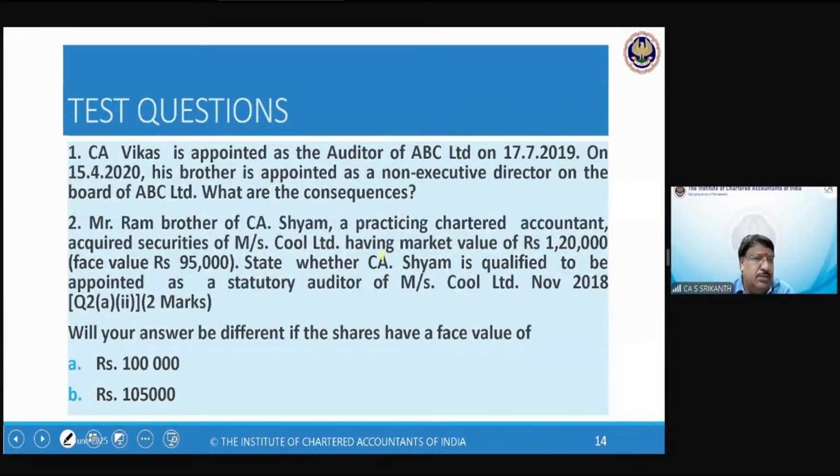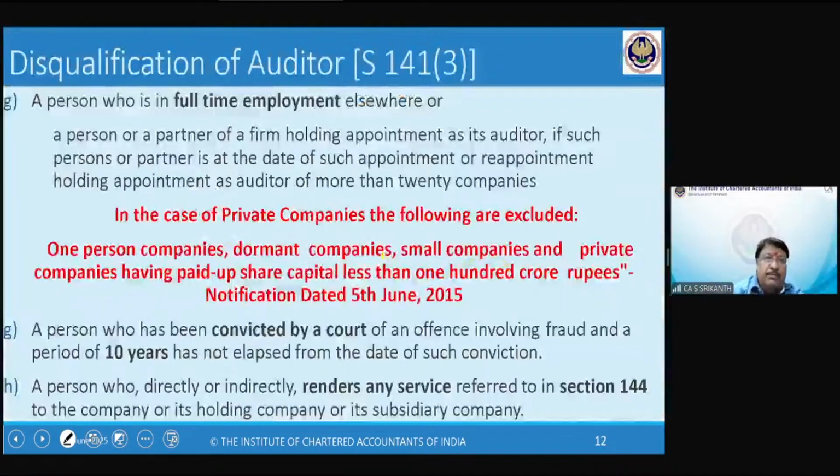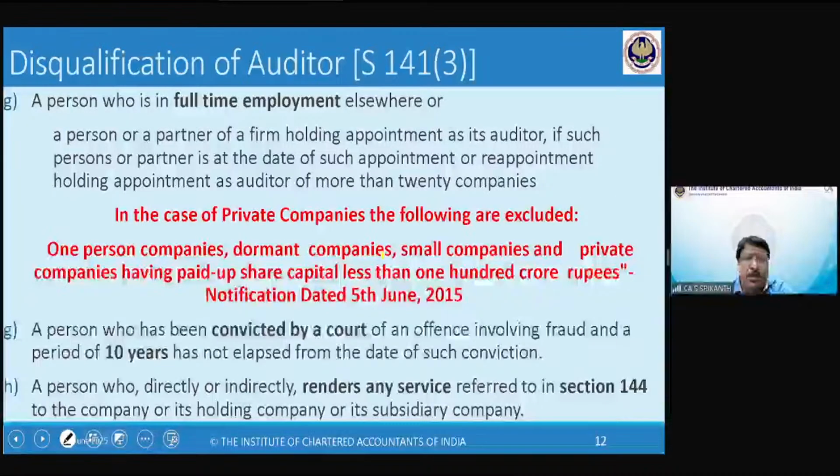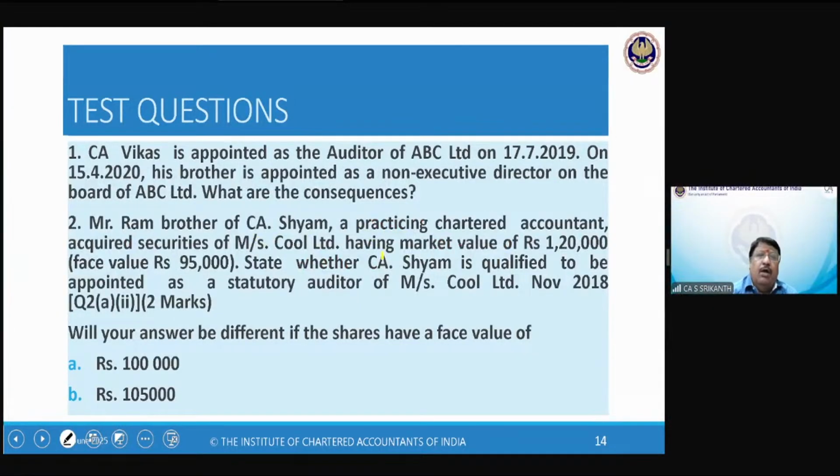Now let's look at some test questions which have been asked in the examination in the past. One is my own, not an exam question. CA Vikas is appointed as auditor of ABC Limited on 17/7/2019. On 15/4/2020, his brother is appointed as non-executive director on the board of ABC Limited. What are the consequences? Am I correct? A person whose relative is a director, or is in the employment of the company as director or key managerial personnel. Here, non-executive director is covered. So, on 15/4/2020, CA Vikas will vacate office.